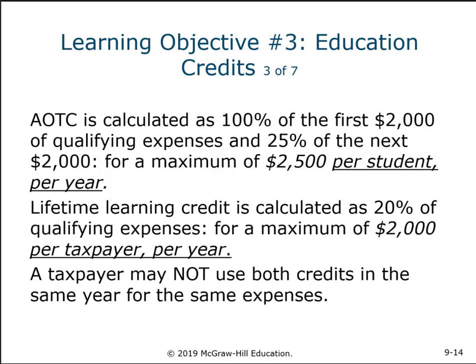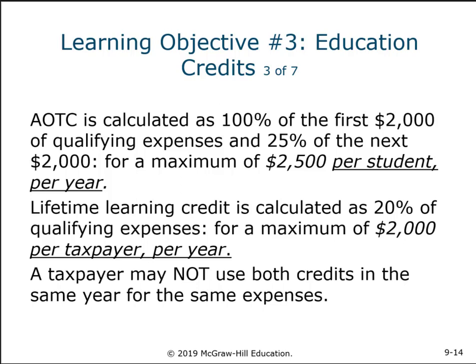So it can't go over that. So that's first 2,000, 100%. Second 2,000, 25%, which is 25% of that second 2,000 is 500, for a total of 2,500. If your expenses are lower than 4,000, then your credit would be lower than the 2,500. This is per student per year. So if you had 2 children in college at the same time, you could take this on each one of them.